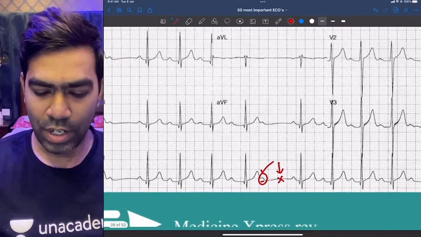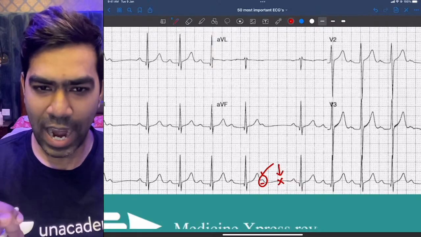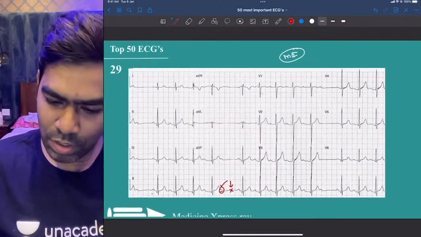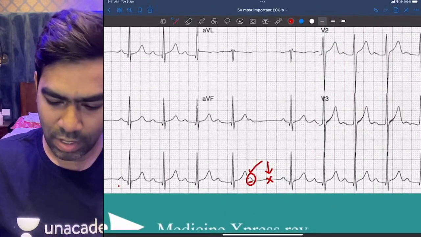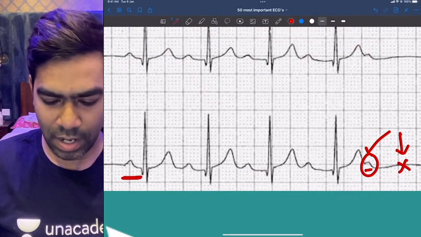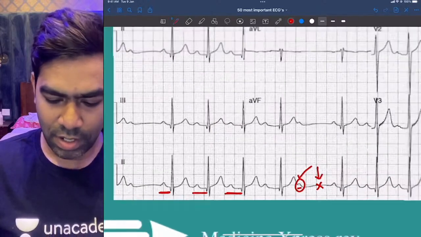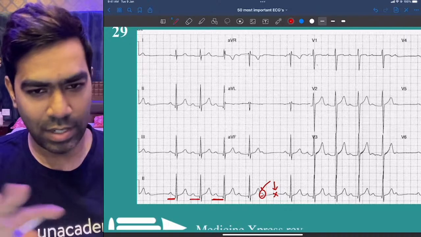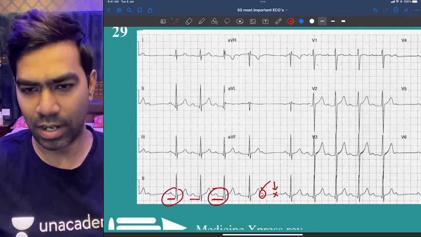But as I told you, you need to know whether it's a Mobitz 1 or a Mobitz 2. How will you find out? Look at the PR interval. Actually, I don't think this is a Mobitz 2. Sorry for that. I think this is also an example of Mobitz 1 only. Look at this PR interval. You have a PR interval here, another PR interval here, and another here. Leave alone whether it is progressively increasing or not, all you're seeing is definitely a varying PR interval. It's not a constant PR interval.